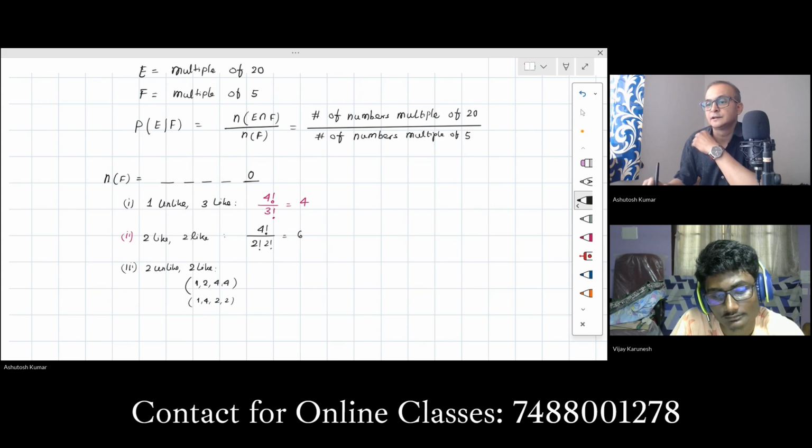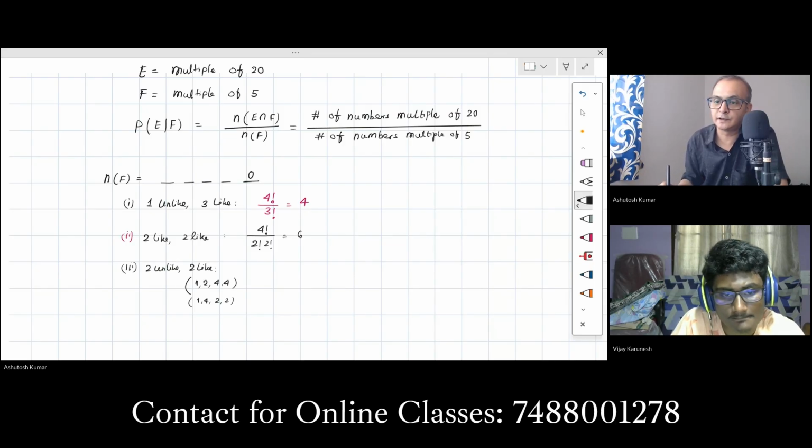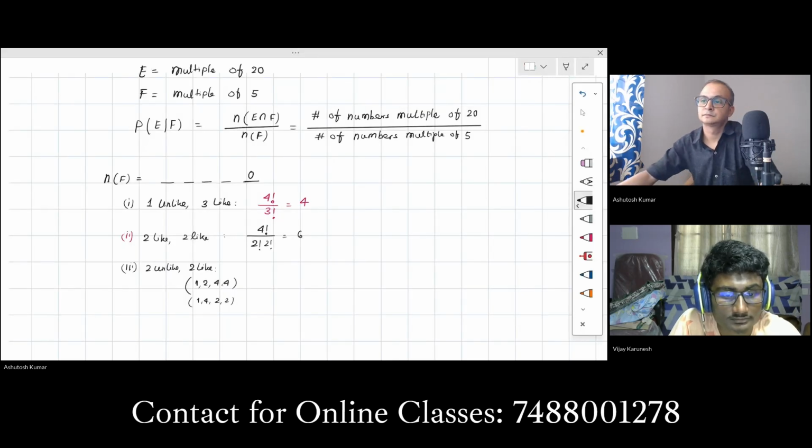Out of 2 like sets, I have to choose 1. Yes or no? Yes, sir. Suppose you are choosing one of the like 2s or 3s, it doesn't matter. It takes the same number of ways. So out of 2 sets of like, I'm choosing 1. So 2 choose 1, and then into 4 factorial by 2 factorial. So it will be 4 factorial, which will be 24.